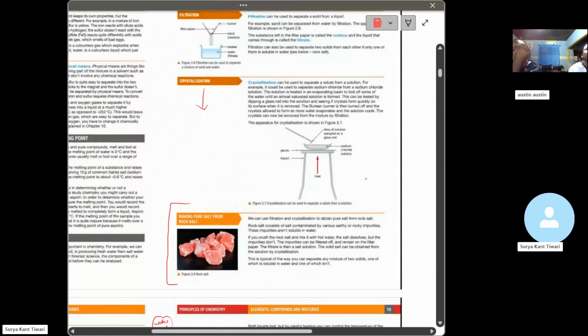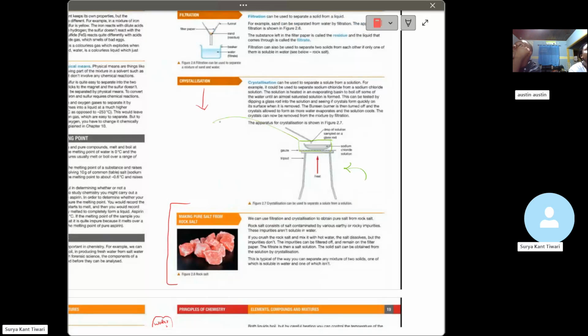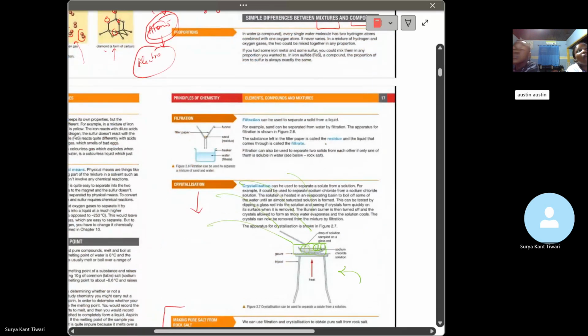And this is called crystallization. In crystallization, you just heat it directly. The water evaporates, and the solid is left inside it. Okay. Yes, sir. There is one more process called filtration.